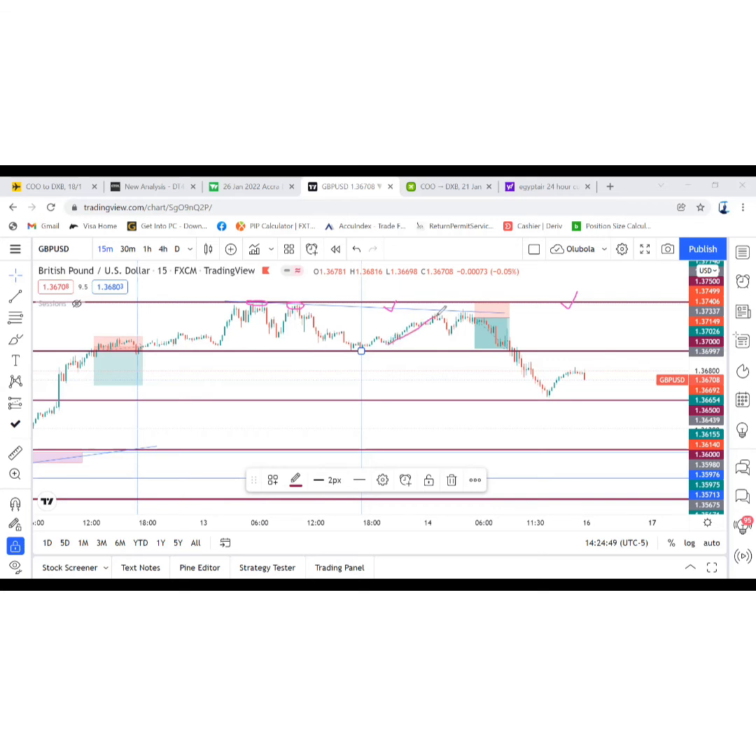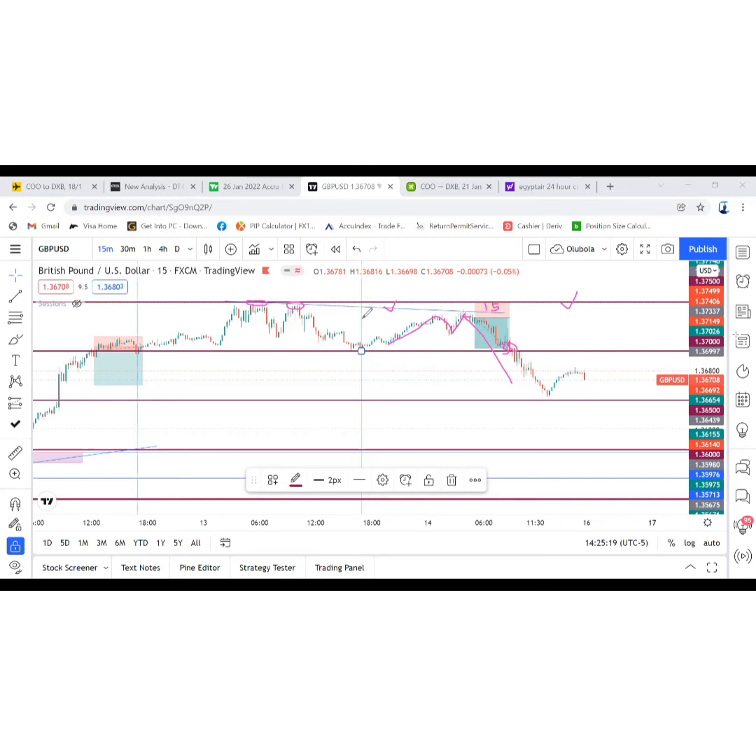Then I have this, and I have this tang up, right? And I have my entry to be here, and peradventure, it comes down this way. So I have my 15 pips stop loss. My stop loss is always 15 pips, and my take profit is always 30 pips. And this is what happened on Friday.